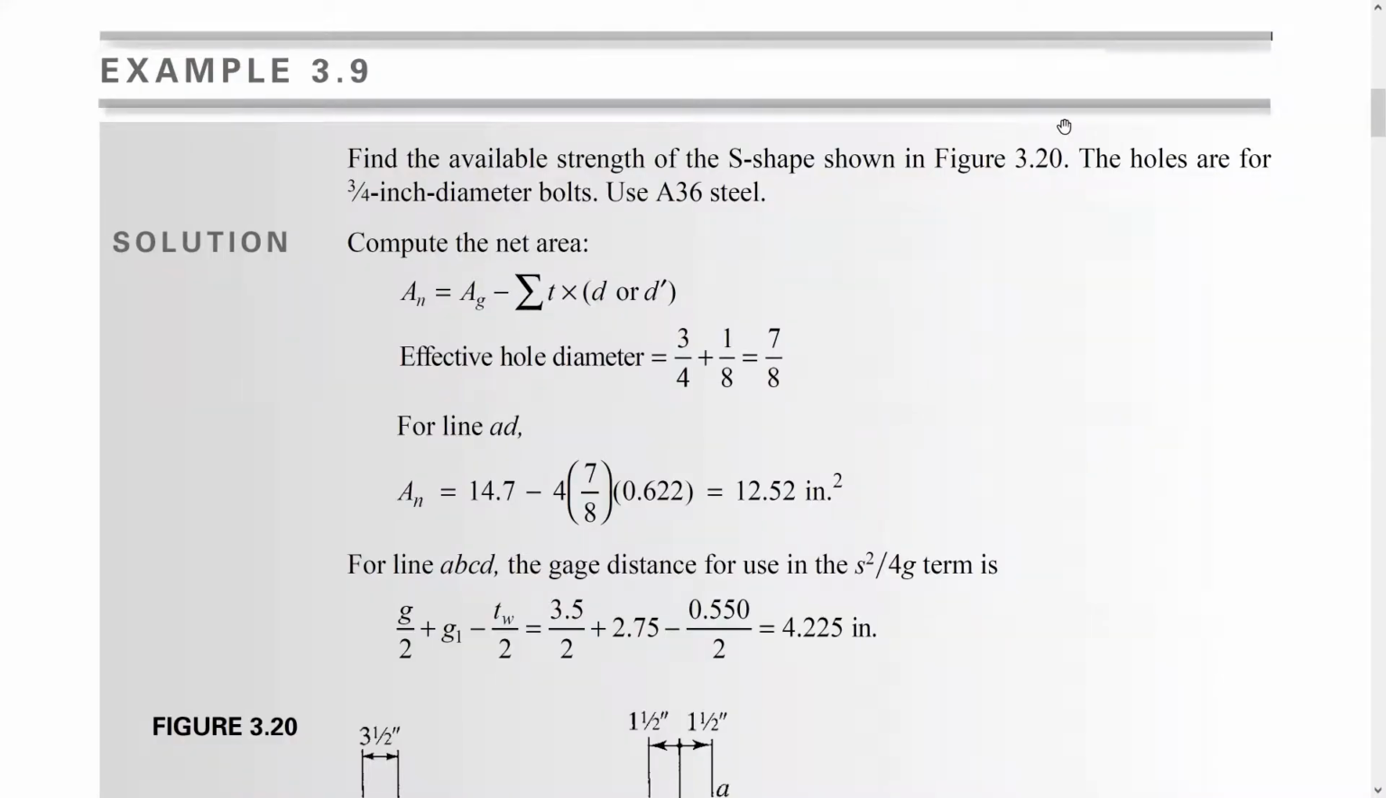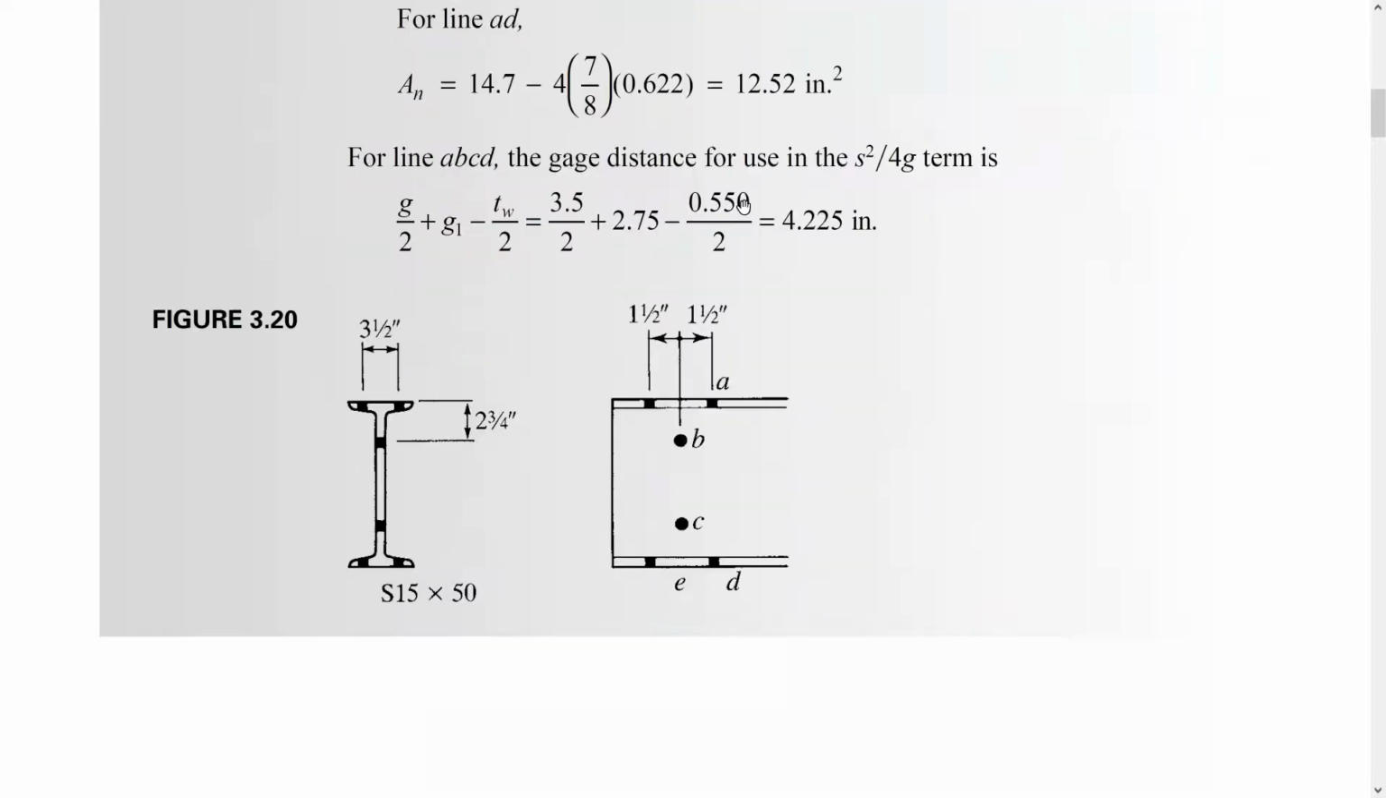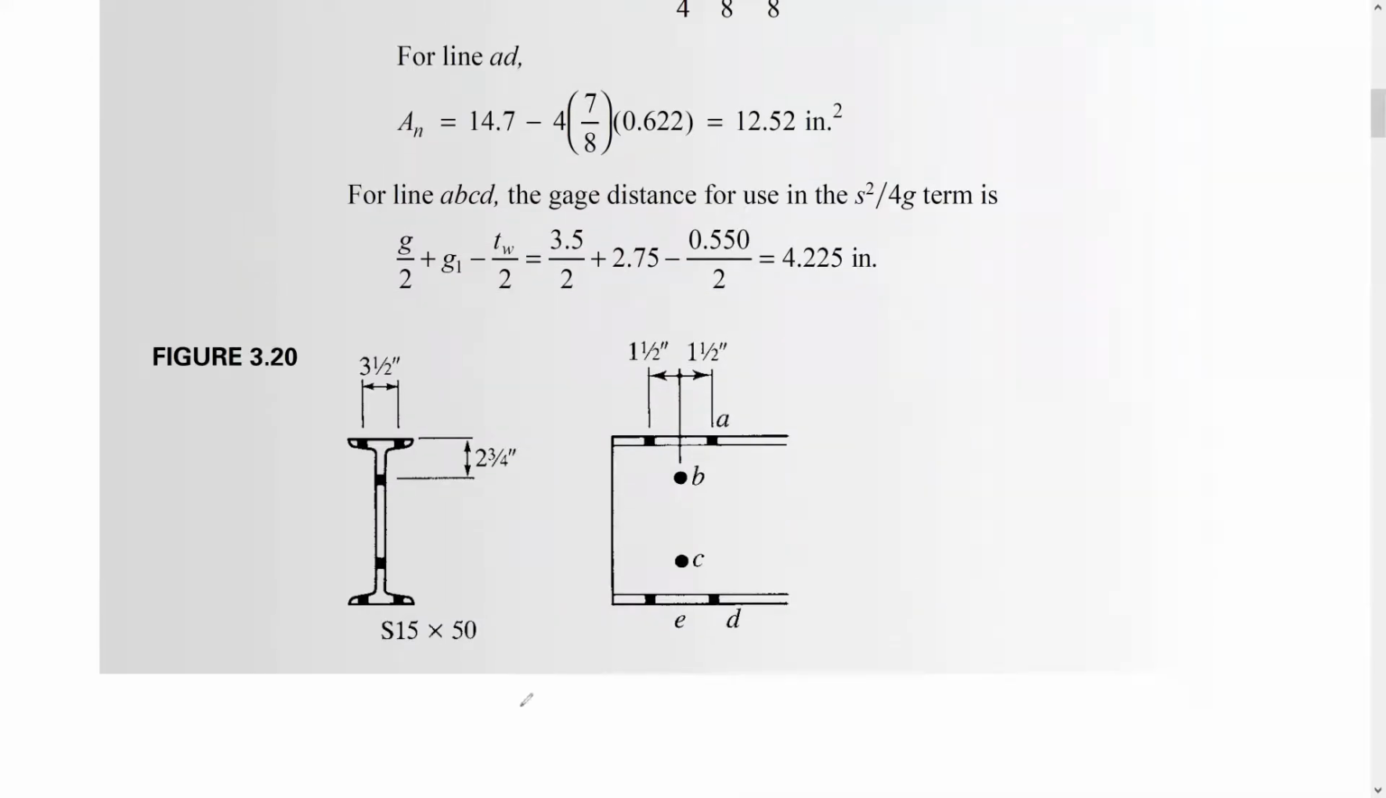Let's solve example 3.9. In this example, we need to find the available strength of the S shape shown in figure 3.20. I'll show you the figure soon. The holes are for 3/4 inch diameter bolts, and we need to use A36 steel. This is the shape, S shape 15 by 50. If we unfold this one, let me show you again: take it from the middle and take it up this way. We have two lines of folding here, identical to each other.